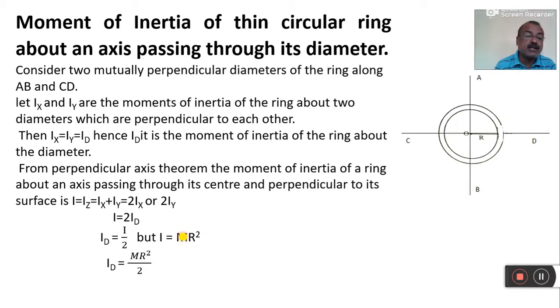In the last video, we discussed the parallel axis theorem and perpendicular axis theorem, where we derived the expression for the moment of inertia as I is equal to m r squared. Id is equal to m r squared by 2.